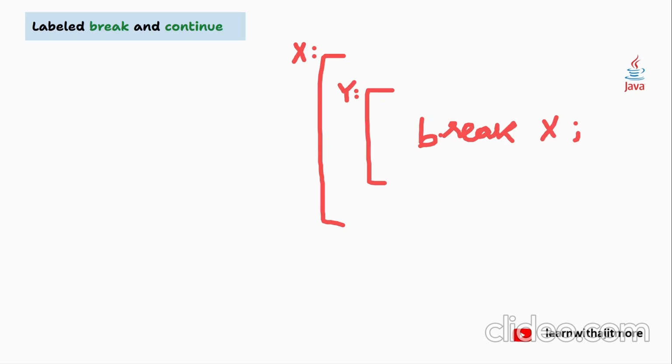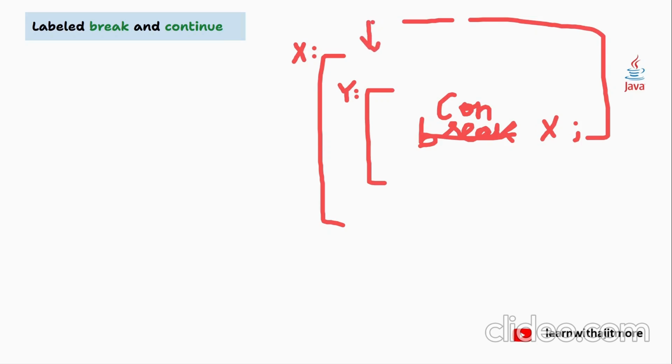And same way you can give a label to continue also. So if instead of break, I'm writing continue and I'm using that label, it will come directly to the beginning of that loop which is having that label. Continue X. So directly it will come to which iteration? The next iteration of which loop? The loop which is having that label, whatever label you have given.